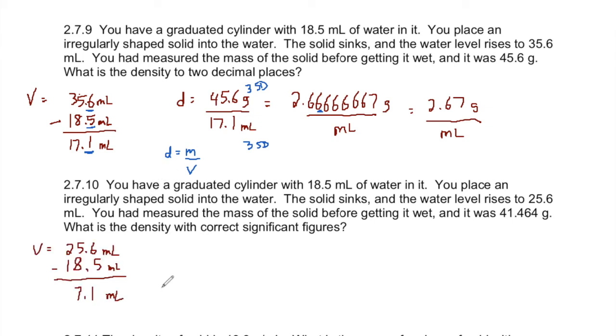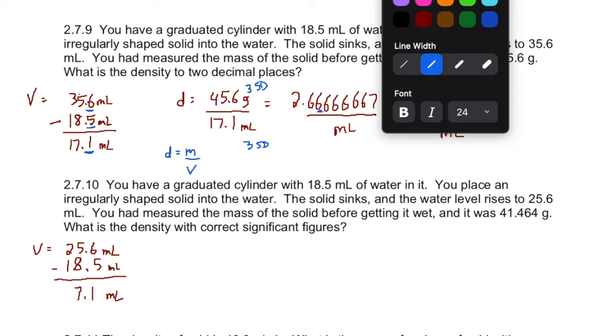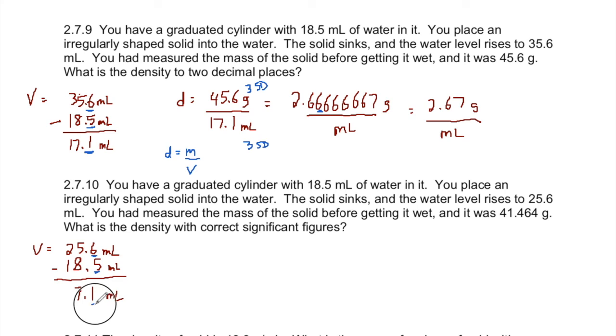This next problem is a very similar problem, just that the volume occupied by the solid is not that large. And so when we subtract a number like 18.5 from 25.6, we only get 2 significant digits. Because again, subtraction is based on place value, and these measurements are only known 1 past the decimal. And so our answer is also only known 1 past the decimal.